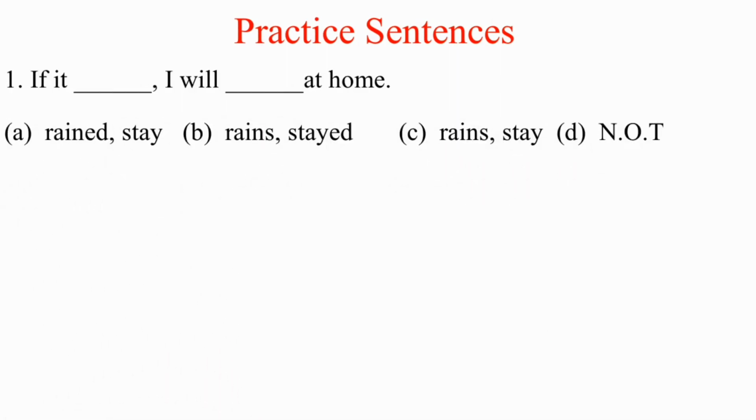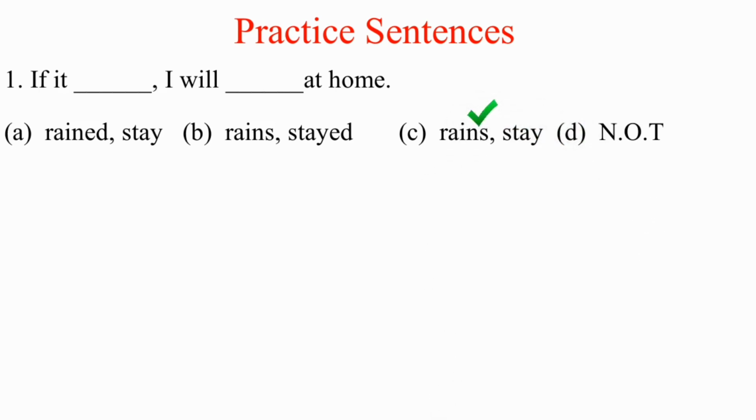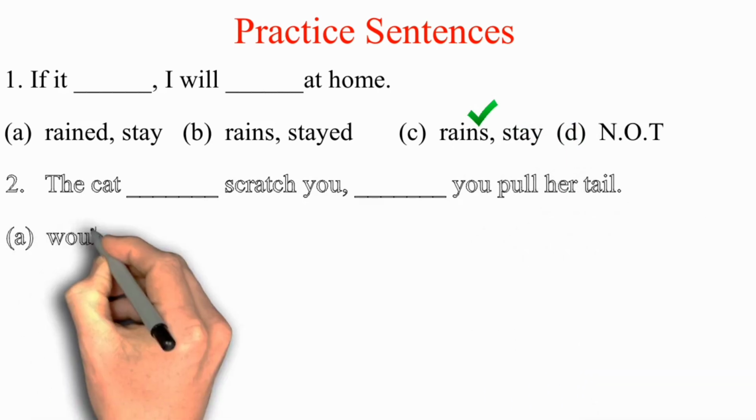If it dash, I will dash at home. What do you think? Which option is correct? A. Rent, stay. B. Rents, stayed. C. Rents, stay. D. None of them. And the correct option is C. If it rains, I will stay at home.